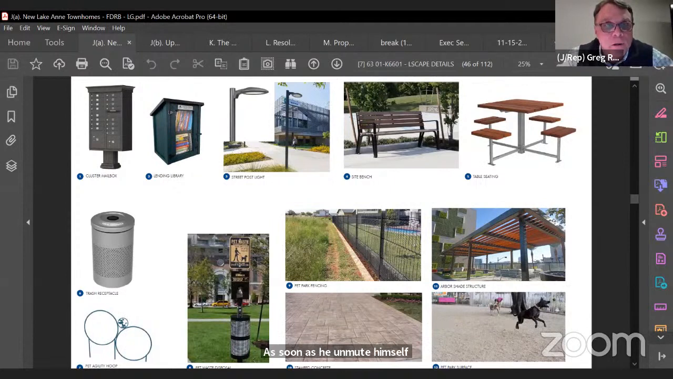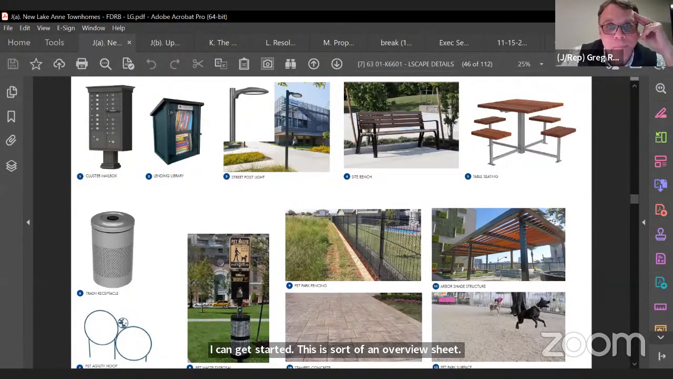I can get started. This is sort of an overview sheet. So all these images that you see here will be shown again on the specific areas that we're about to show. So we can move on to the next slide, please.